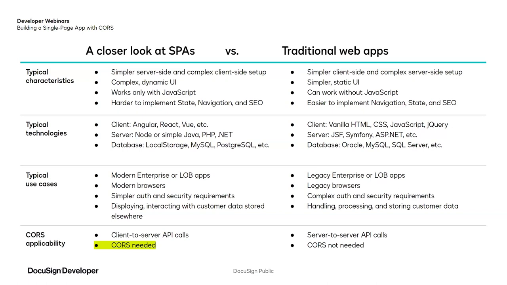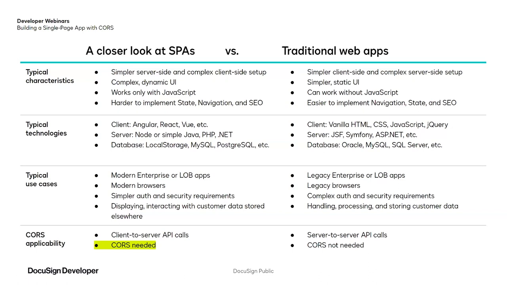So in terms of applicability for CORS, traditional web apps make server-to-server API calls. The client will call into a backend, and the backend will directly call an API server. In that case, CORS is not needed. The browser is not in play in terms of making the API call.